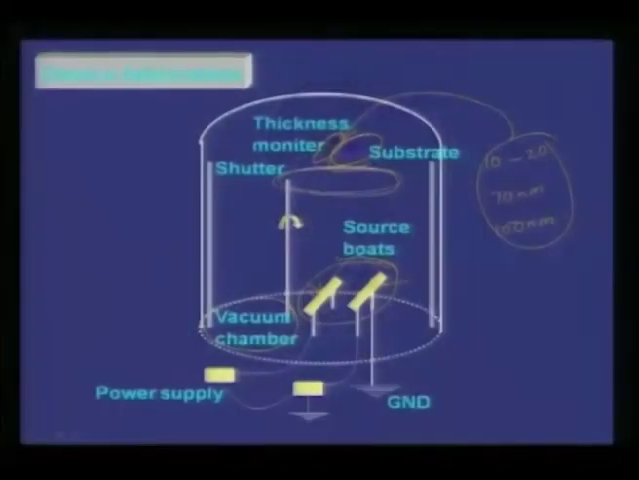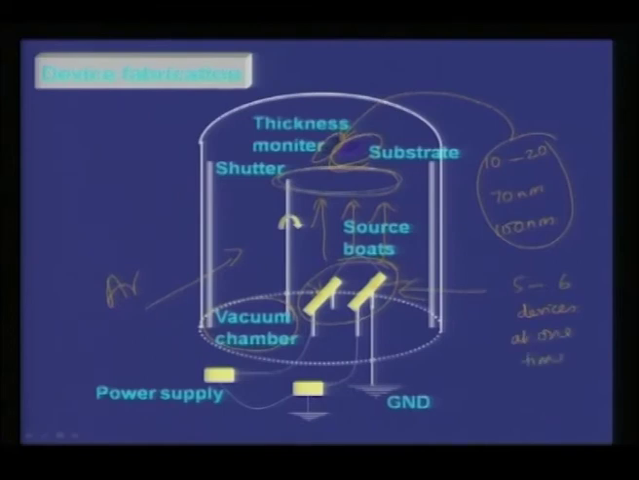So, all it takes is to apply vacuum, and then once the required vacuum is reached, then you can flush it with some gas, say argon, and then at optimum pressure you can try to heat these sources, and there is a steady flux of this organic molecule which is going, and it will get deposited on a substrate. In a typical experiment you can actually make 5 to 6 devices at one time. So, you can actually play with many devices if you go for such a protocol.